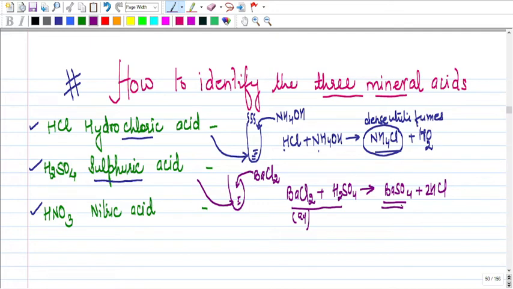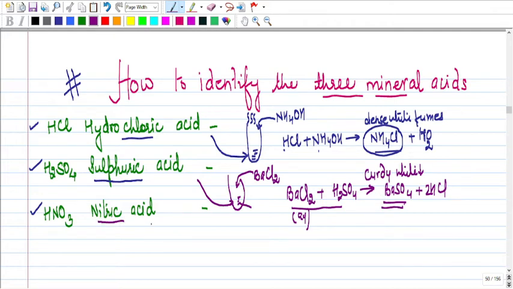This compound barium sulfate is curdy white, right? So it is thick curdy white. So as soon as these two transparent solutions come in contact with each other, immediately a curdy white precipitate is formed of barium sulfate, and this confirms the presence of sulfuric acid. Okay. Now, third, we talk about nitric acid.